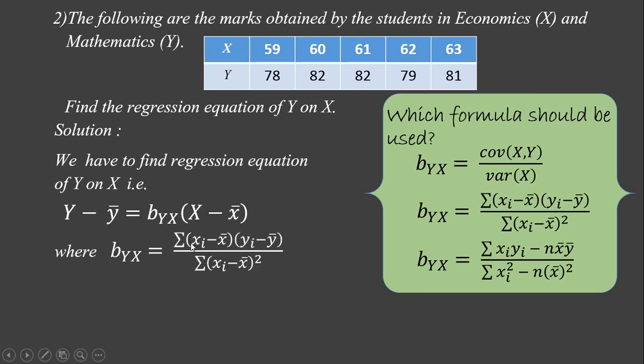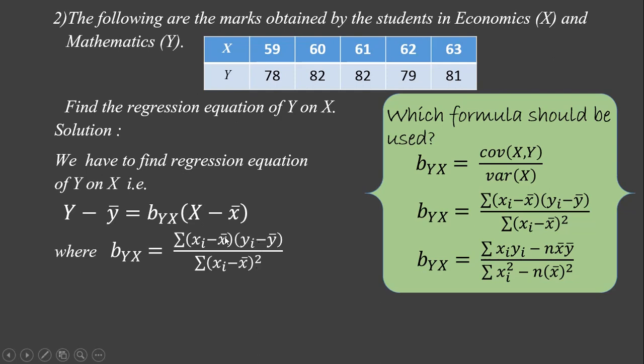Now we have to find this numerator, which is the summation of these two brackets. So we have to prepare a column for the product of these two, where there is a summation for that value. To find that value, we have to form a column. Again, in the denominator we have summation of (xi minus x bar) to the square. To find this summation, we have to form a column for (xi minus x bar) to the square.